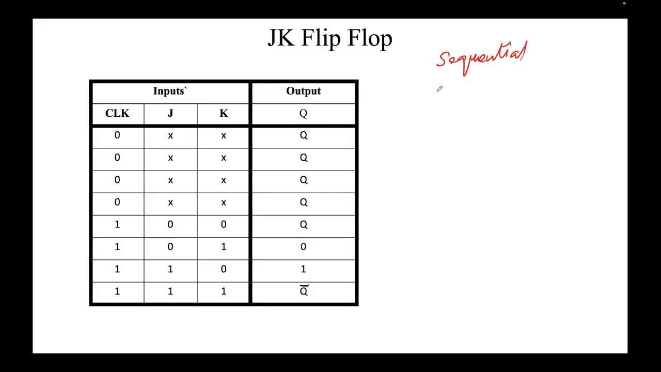Essentially there are two kinds of circuit that we come across as far as digital electronics is concerned. One is the sequential circuit and one is the combinatorial circuit. Now, what is the difference between the two? It's a very simple difference, and just by looking at the circuit you can say whether it's a sequential or combinatorial circuit.